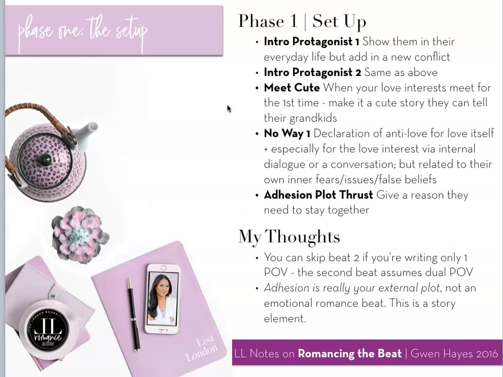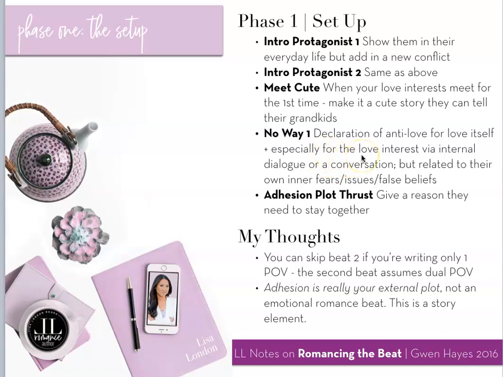That is out of scope for this particular book. Now, what you need to do for your hero and your heroine is show them in their everyday life, but add in some sort of conflict. And it should be a new conflict, not a recurring thing that's already been going on in their life. Something new comes along. And then you have them meet for the first time, the meet cute.